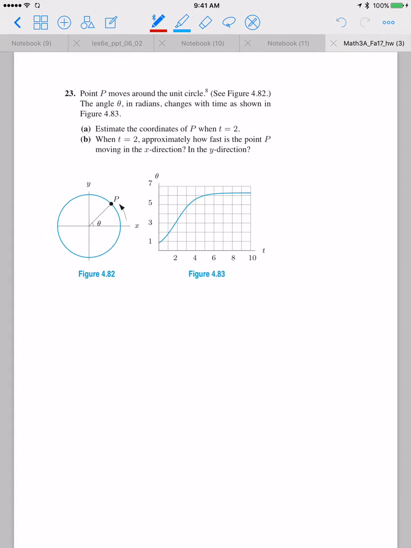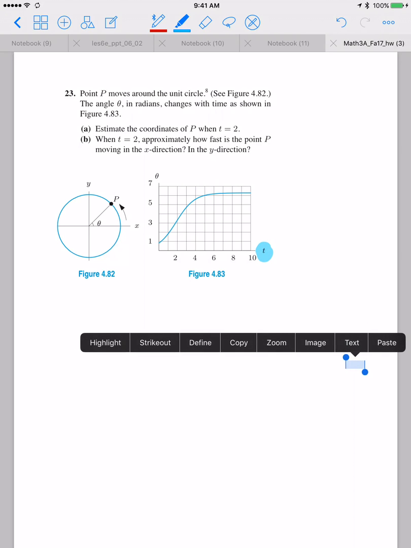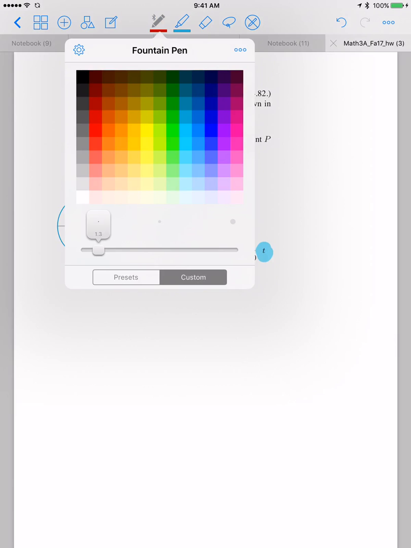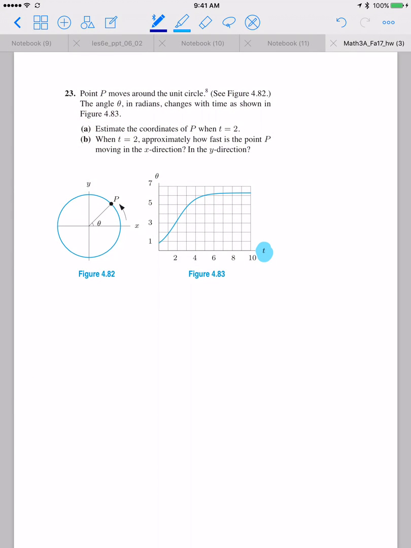Okay, so now let's do the next one. Point P moves around the unit circle. The angle in radians changes with time as shown here. So if I'm looking here, it looks like as time increases, theta starts off a little less than 1 and it increases kind of quickly, but then it kind of levels off. So if I were to say what's happening to this point, it looks like it's trying to reach a limit, right?